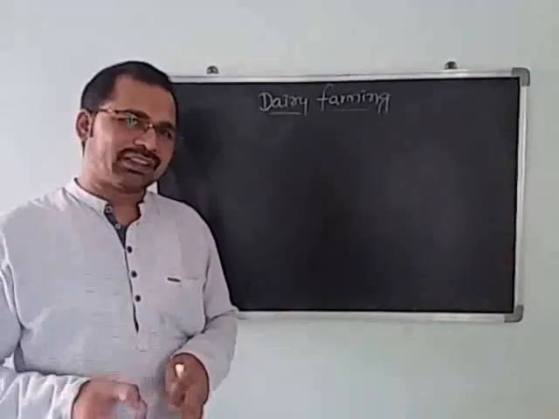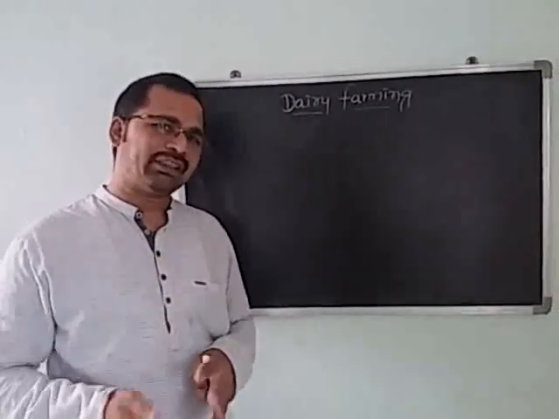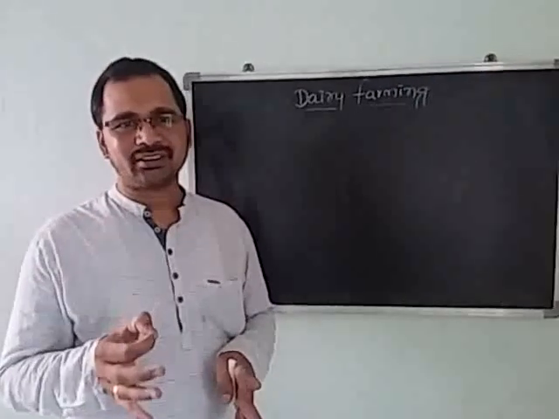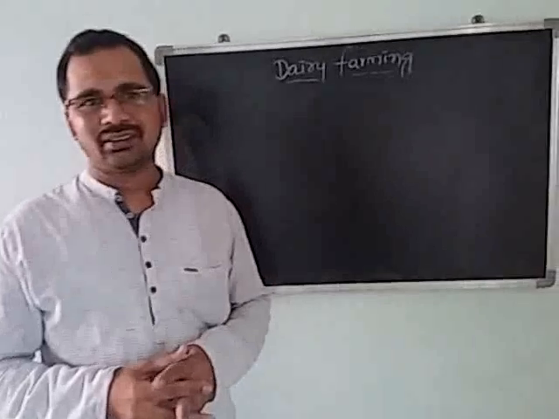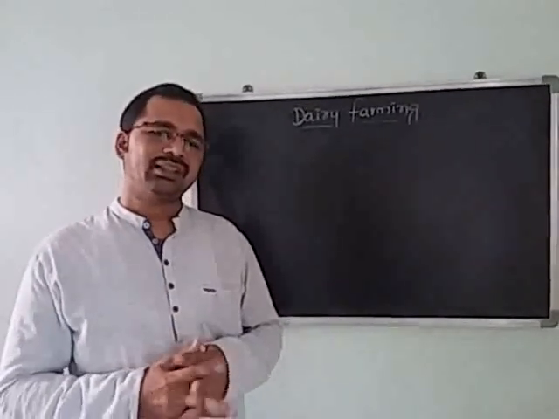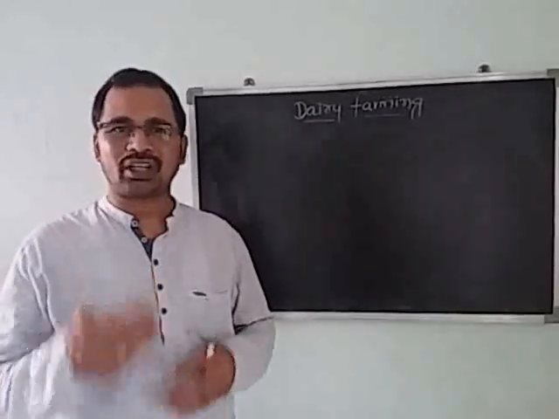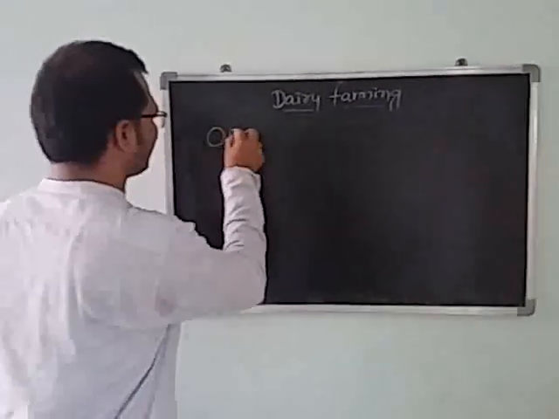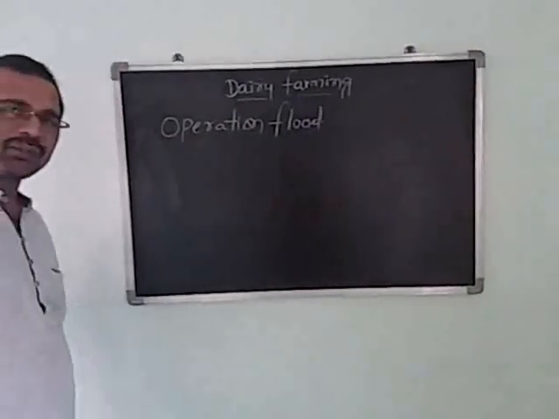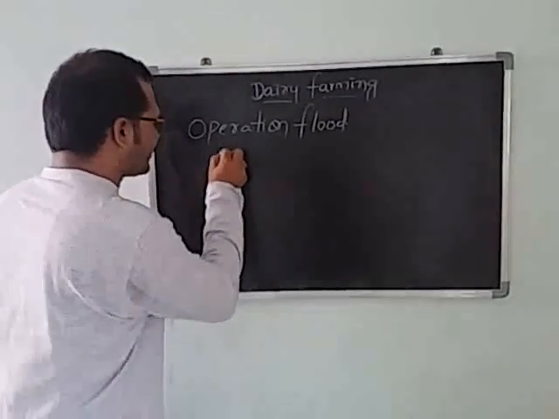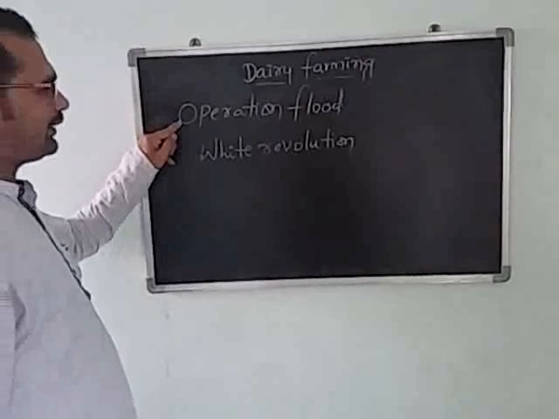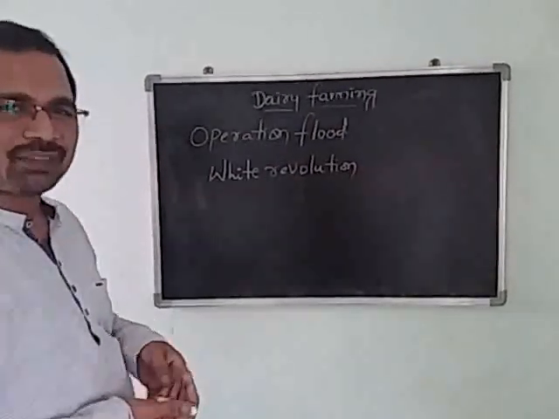Mainly, what is the role of dairy farming? To produce more milk for the demand of the population. Milk is very important. It's a good nutrient for every person. Once upon a time, before Independence, our milk production was very low. That's why the central government started a program called Operation Flood, which leads to the white revolution. Sometimes Operation Flood is also called the white revolution.